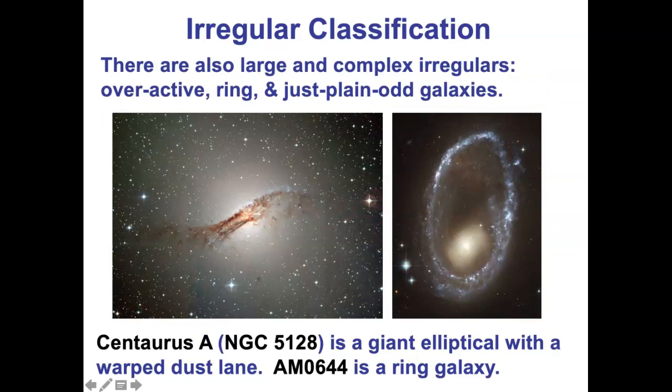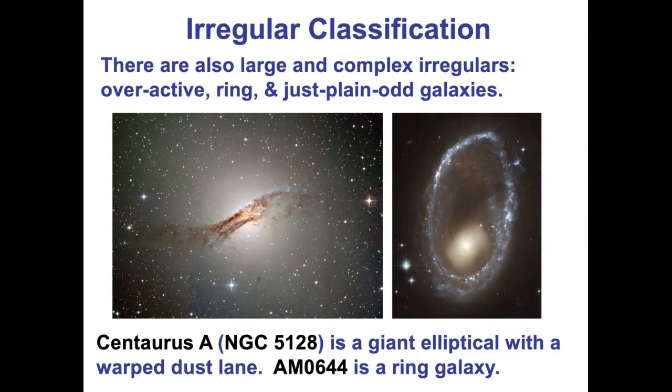Centaurus A on the left there is a giant elliptical, but wait, I just said ellipticals don't have dust. What's that big streak of dark stuff? That's definitely dust. So it looks like Centaurus A is a giant elliptical, but it's not. It doesn't fit the criterion. It doesn't match all the other ellipticals. So we're going to make it an irregular, because what this looks like is a giant elliptical that just ate a giant spiral. And when it ate that giant spiral, here's the disk of dust left floating around this elliptical galaxy.